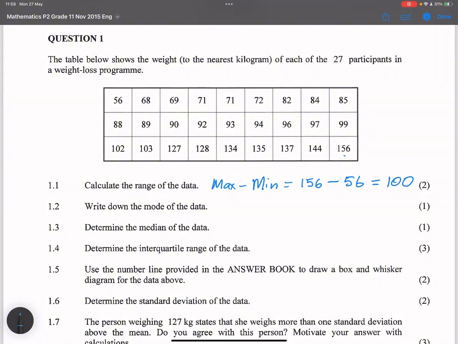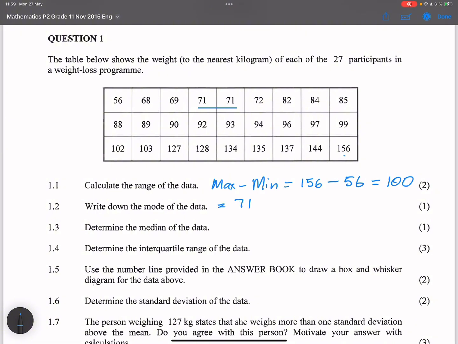Then they say to us, write down the mode of the data. Remember, the mode is the value that appears the most. So in this case, which value appears the most there? That's definitely 71. So that means that the mode is simply equal to 71.